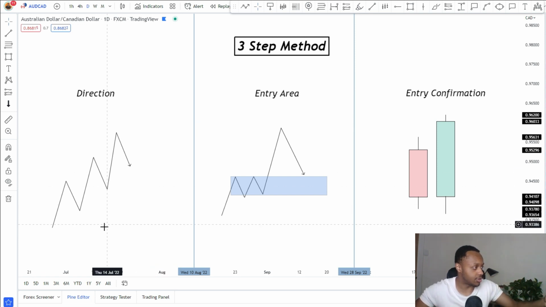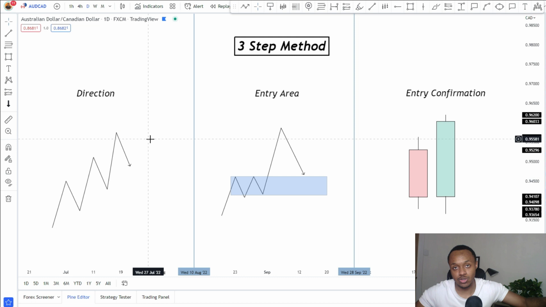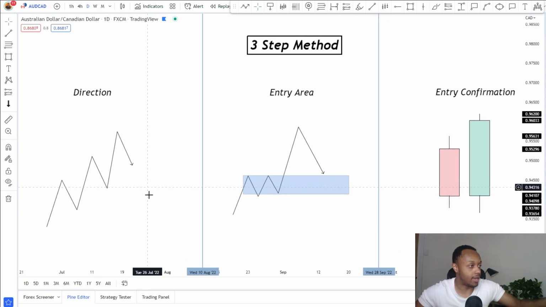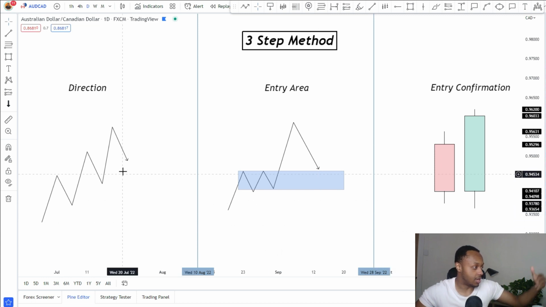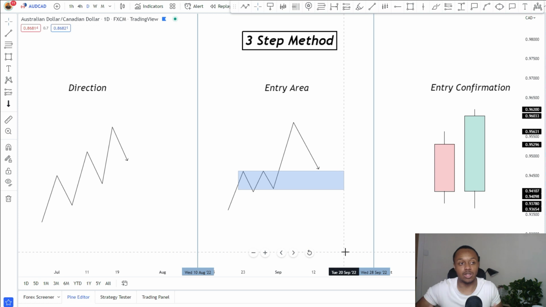So as you can see here, we've got a bullish market, higher highs and higher lows. Let's just use this as a daily, for example. Again, you can use this as a 4H, an hourly, a 15-minute, a 5-minute, a 1-minute. It works the same. It's just that I use the higher time frames.